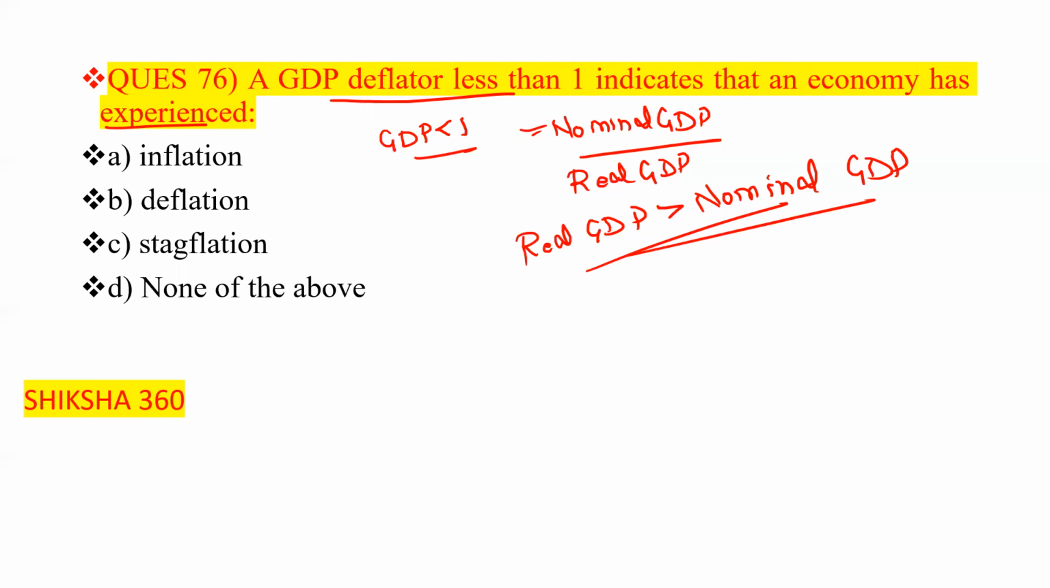If the prices have decreased, that leads to deflation. That is, if the real GDP is more than the nominal GDP, it leads to deflation. So option B is the answer here.